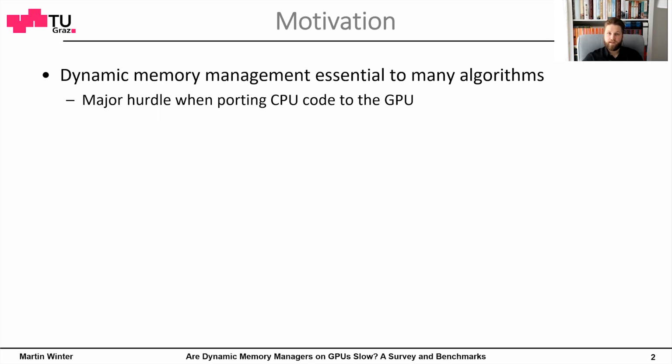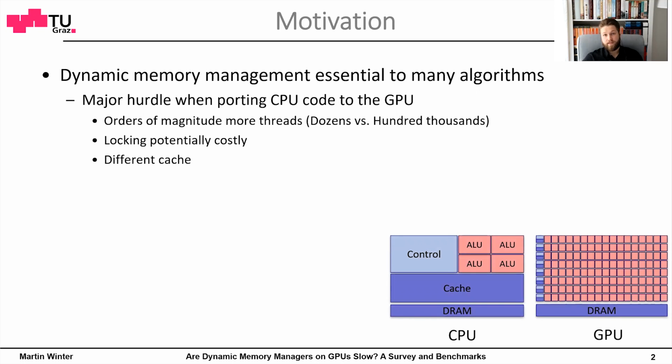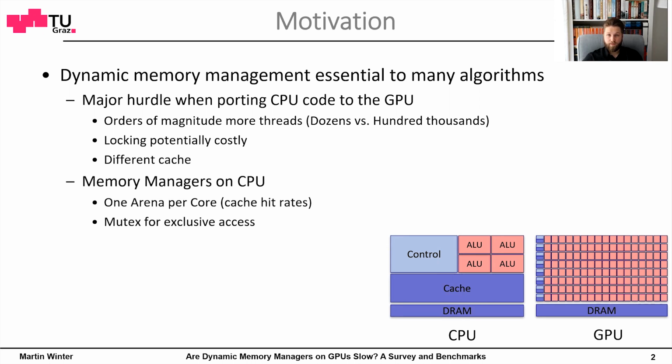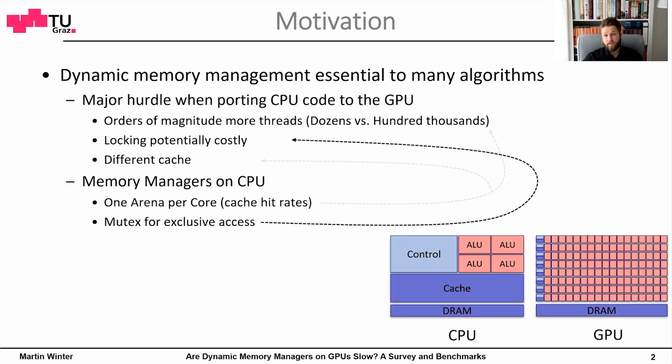GPU is the prevalence of dynamic memory in many algorithms. Contrasting the GPU with the CPU, we find ourselves with orders of magnitude more threads, making locking quite costly, and also a different cache architecture. Typical CPU memory managers are designed around one memory arena per core to improve cache hit rates and rely on mutual exclusion for exclusive access to resources. Considering the number of threads and the different cache, which is especially challenging for locking algorithms, we can see that a different take might be required.